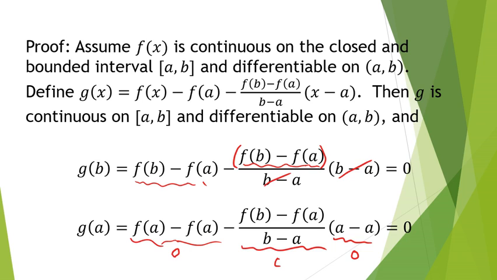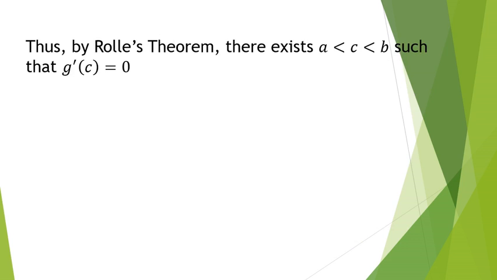Well, g is a function that's continuous on the closed and bounded interval, it is differentiable on the open interval, and taking each of the endpoints of the interval and plugging them into g gives me the same thing. All these conditions satisfy the hypotheses of Rolle's theorem. So this is why we say we use Rolle's theorem to prove the MVT, the mean value theorem. So by Rolle's theorem, there exists some c value between a and b such that g prime of c is equal to 0.